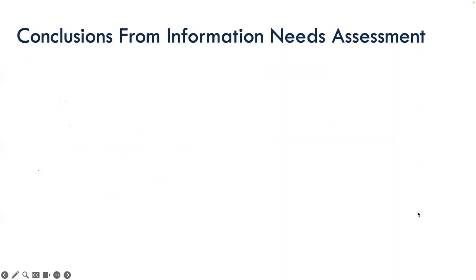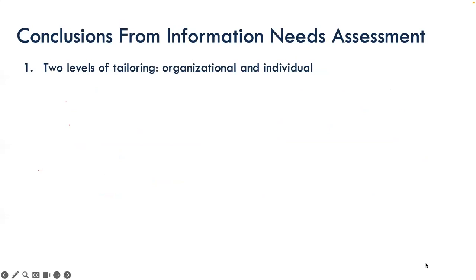So based on our aim one findings, we determined that, one, our toolbox should facilitate two levels of tailoring. At the organizational level, CBOs should be able to brand the infographics and make edits to the content.